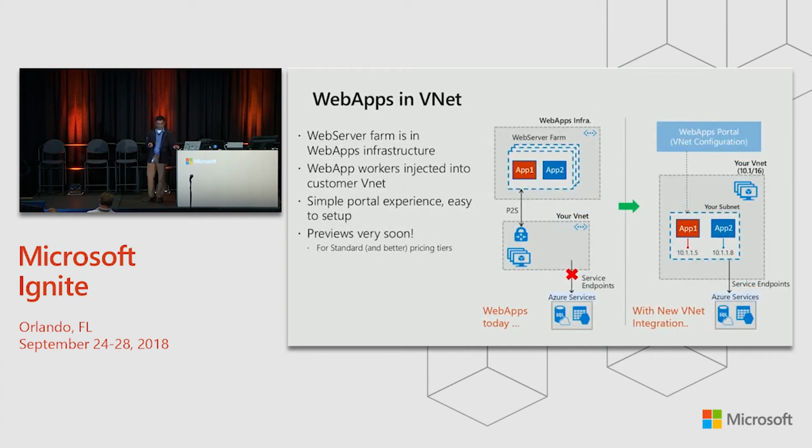So web apps is the other service that is integrated into the modern stack. They're going to preview very soon, but I just want to take a few minutes to talk about it. So today with web apps, you specify that you want a web app server farm, and then you specify the number of different apps that you want to bring up. Once these apps come up, they are in the web apps infrastructure. Web apps actually sets up a point-to-site connection to your VNet so that the VNet resources can be accessed.